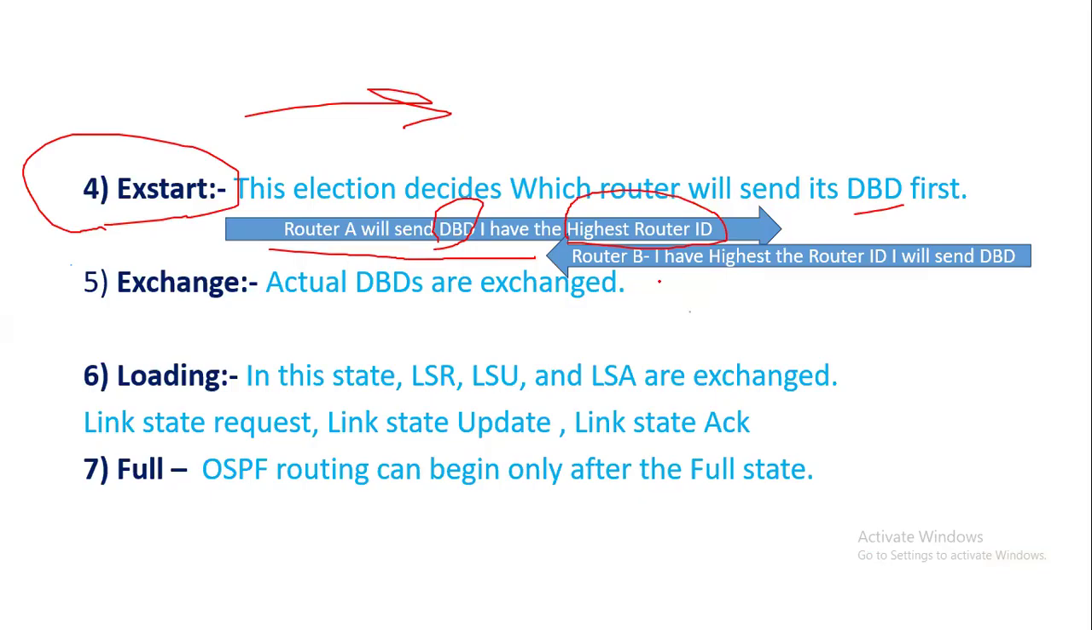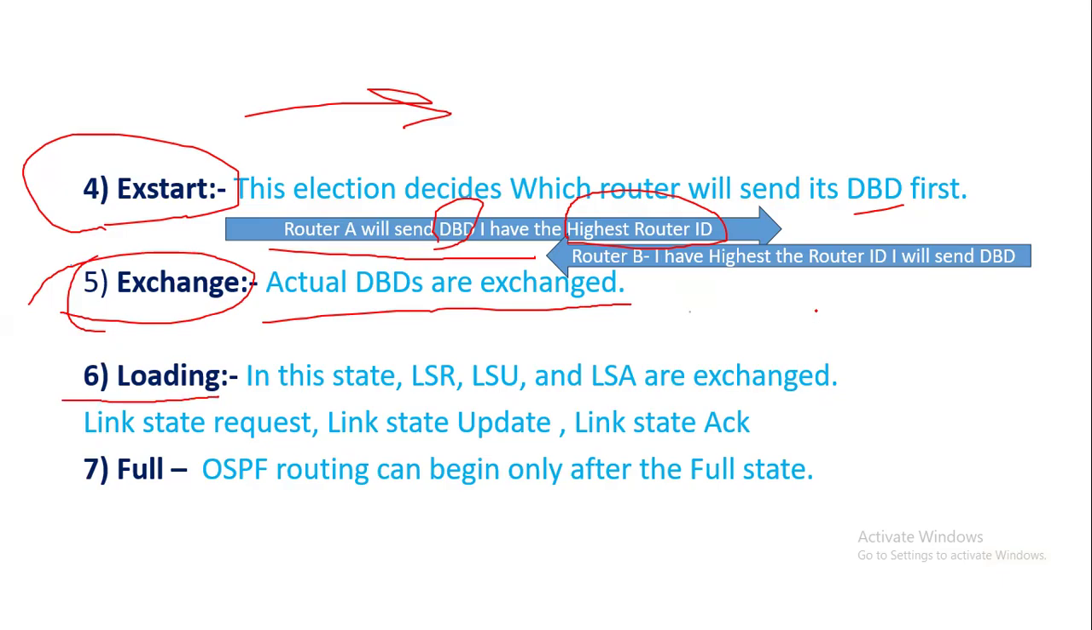Once the election is happening, then the fifth stage is the exchange state. And what actually happens is the DBD, database descriptor, will be exchanged in the exchange state.